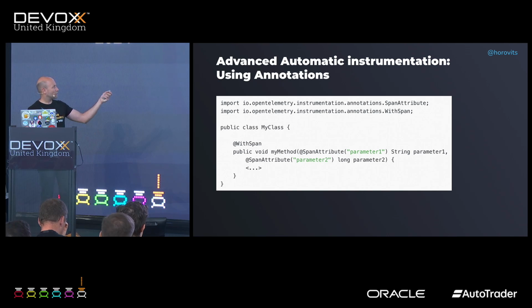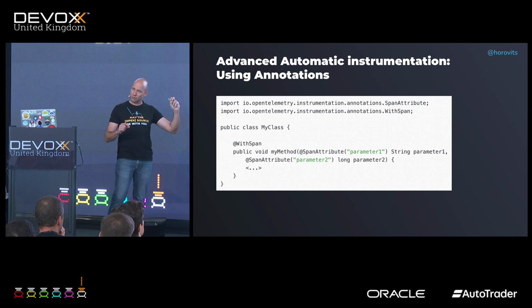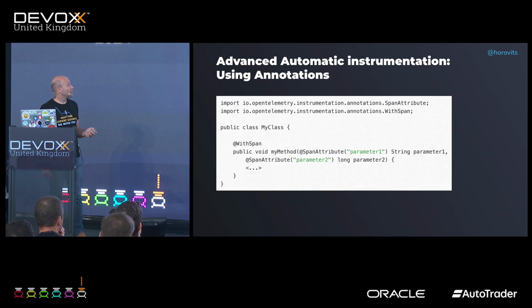Use @WithSpan, and if you want to add attributes, you annotate with @SpanAttribute, and you can add attributes to the span too. So keep in mind, this is advanced auto-instrumentation. This is why I said little to no code. This is the little part where you want something a bit more advanced. You'll do a bit of coding, and you get this added value. So that's the auto-instrumentation side.